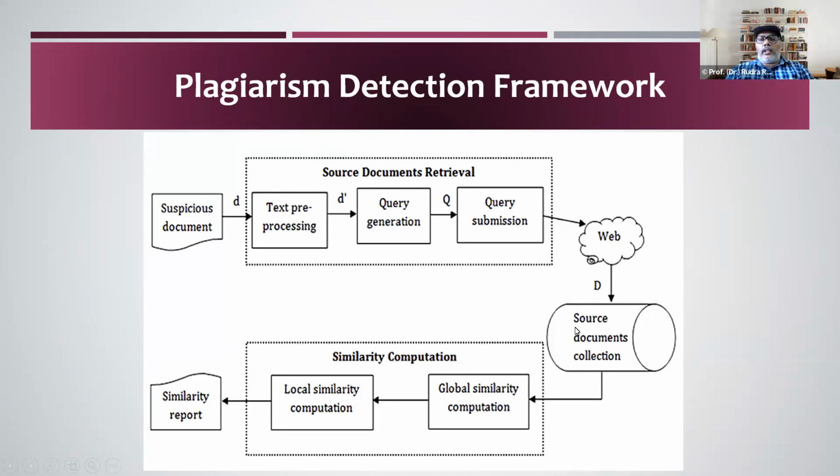And from the website, source document collection takes place. Now what is the software doing? The software is checking this text pre-processing and query generation one by one, line by line, word by word, from the website, and source document collection takes place in another memory. So this is the flowchart framework of how plagiarism detection takes place.